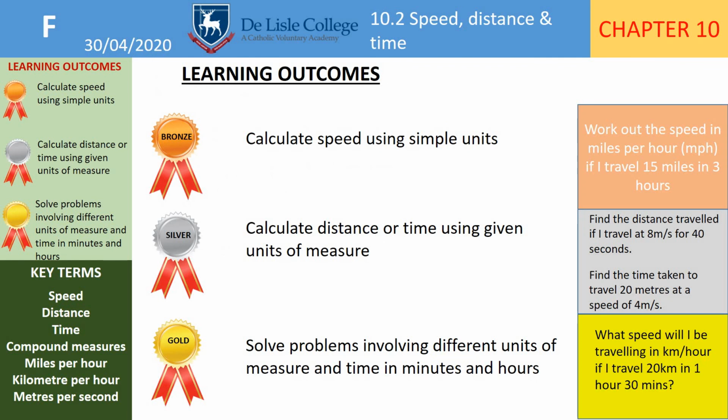And let's review our learning. Calculate speed using simple units. We've done that using our bronze learning. Our silver learning has been to calculate distance or time using the given units of measurement. We have done those. And then we've solved some problems using different units of measure, using hours in time, in minutes and hours, or hours and minutes, and those are our gold learning.